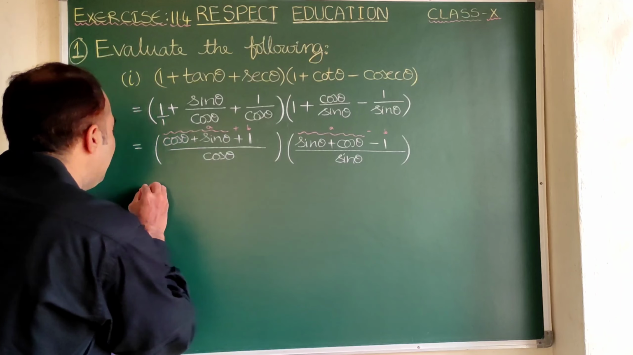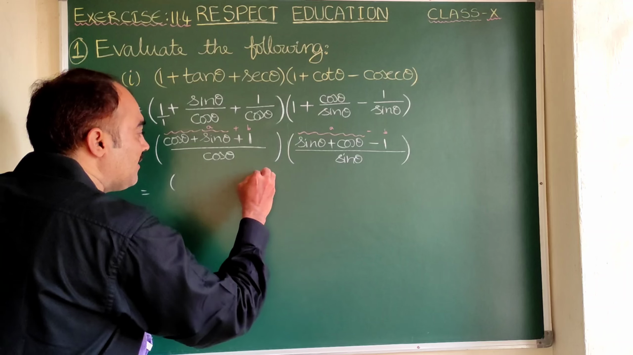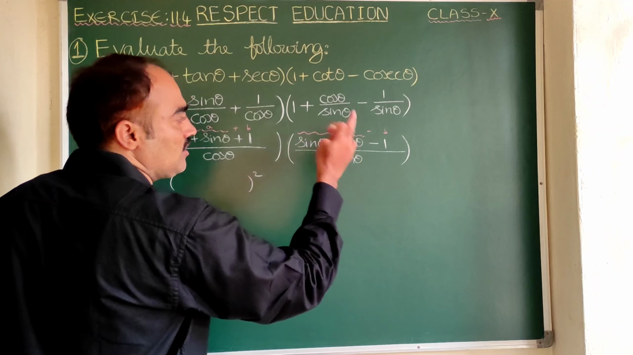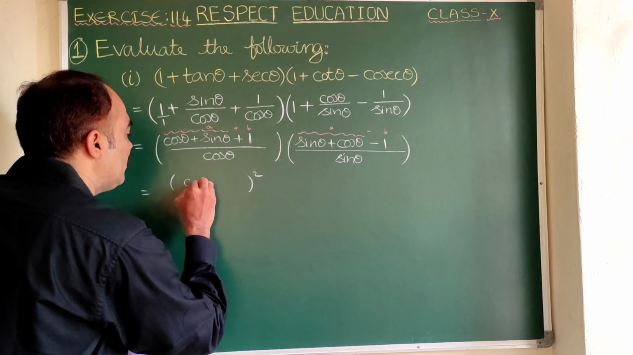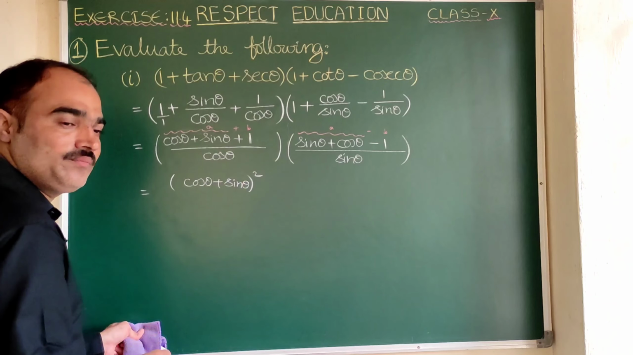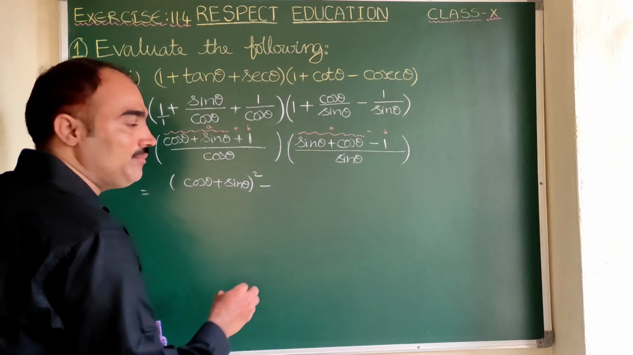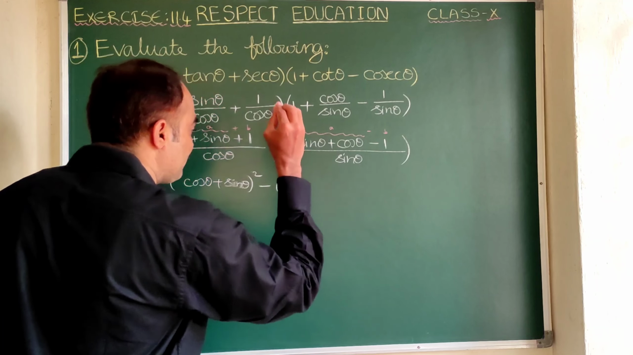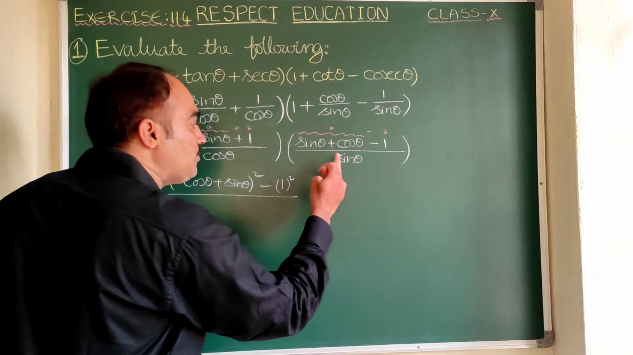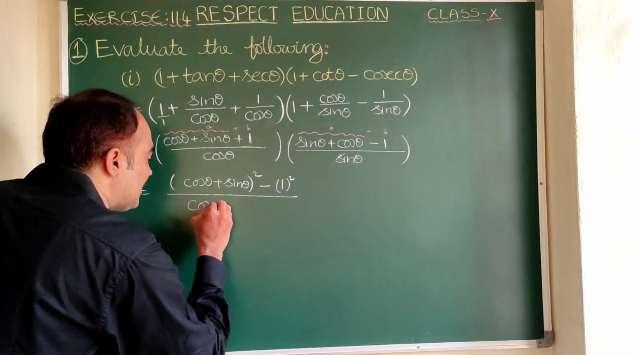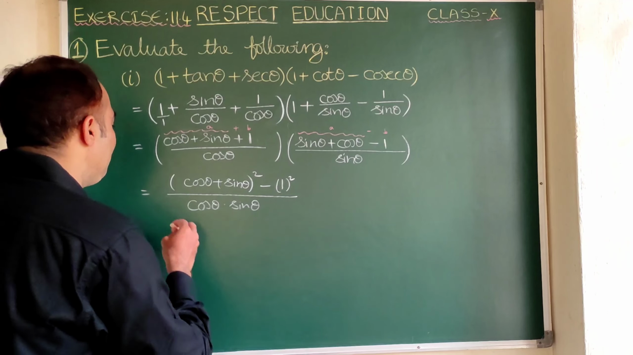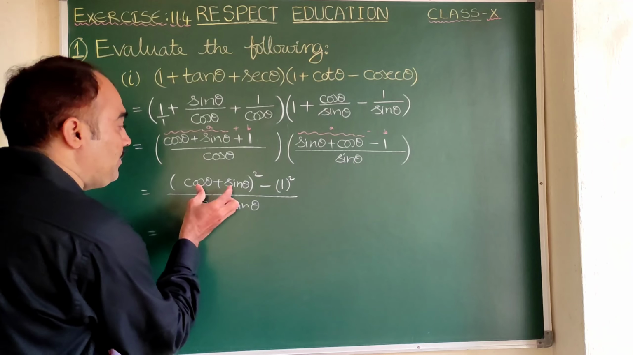So can anyone tell me what will come under a? Cos theta plus sin theta, or you can write sin theta plus cos theta also. Both are equal. So cos theta plus sin theta is a, so a square minus b square. B square means 1 square, by the denominator as it is: cos theta into sin theta. Is it clear?